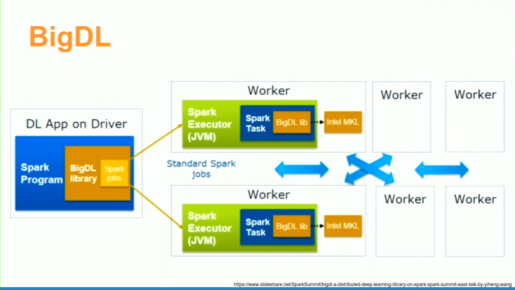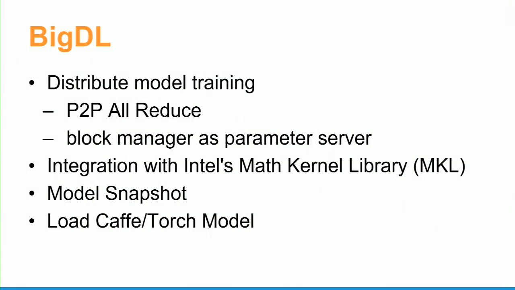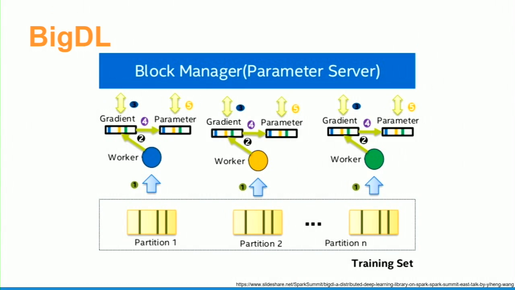And there are things like BigDL, which has a really similar architecture. It does similar things like a peer-to-peer all-reduce and using block manager as a parameter server. It integrates deeply with the MKL library. It does things like reading other models and leveraging a model that is generated, so something like a transfer learning type of approach. Like I said, you can also use block manager as the parameter server, so you can leverage that as well.